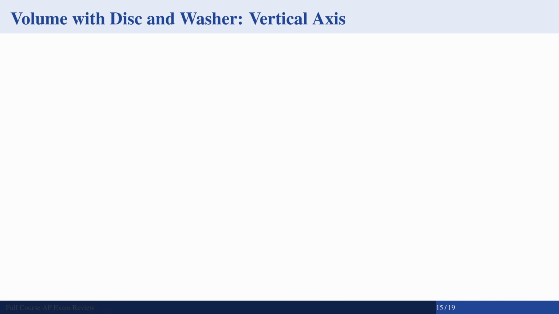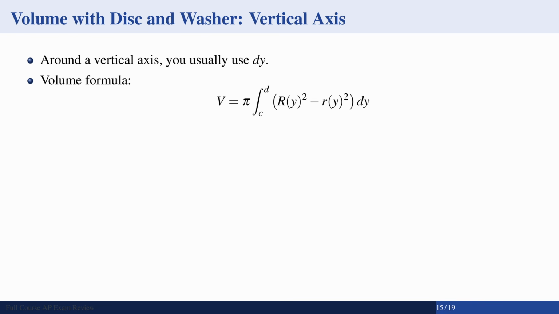All right, now let's flip it up. So instead we will do a vertical axis, and the process is almost identical. Remember, for area with dy, we were doing right take away left. Here, to find our r values, our radii, we're going to be doing right take away left. Around a vertical axis, you're always going to be using dy. Our volume formula is still exactly the same, except now we have y bounds instead of x bounds. So it's pi, the integral from c to d, big R squared minus little r squared, and then dy.